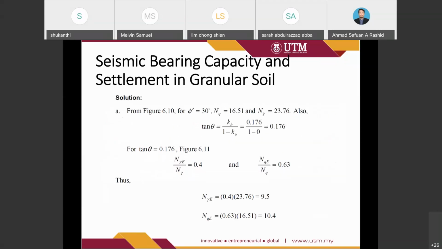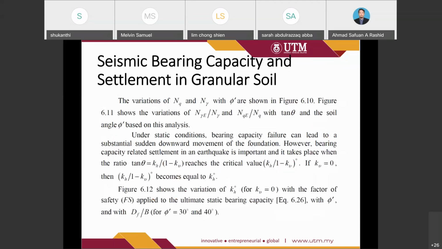To begin with, we need to list the values for Nq and N gamma first. For phi equal to 30, Nq and N gamma are equal to 16.51 and 23.76. From there, you may calculate the tangent theta value, which is equal to 0.176. Then you need to determine N gamma E and NqE. You may refer to the table, figure 6.11.